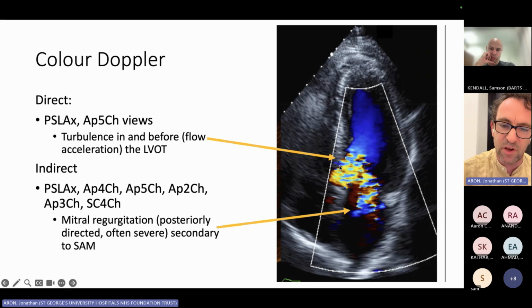So you see this turbulent flow pattern here, and in this case, of course, you also see MR, which occurs, sorry to state the obvious, during systole, and causes this kind of pattern of turbulent flow in the left ventricular outflow tract and turbulent flow from the mitral regurgitation. And you can see that in various views, parasternal long axis and the apical 5 being the best. And if you do see MR, it's posteriorly directed and often very severe because the mitral valve has been ripped open.